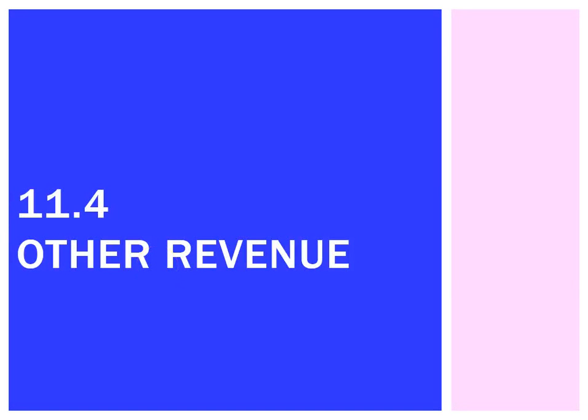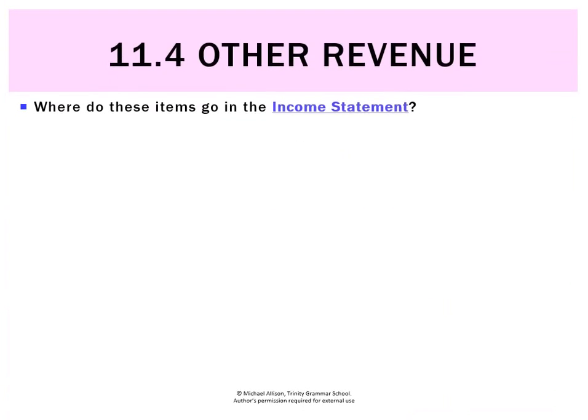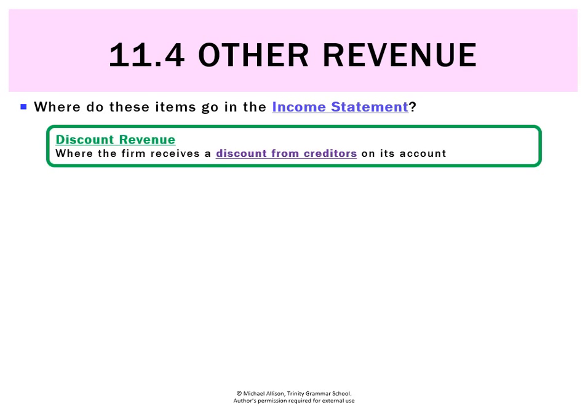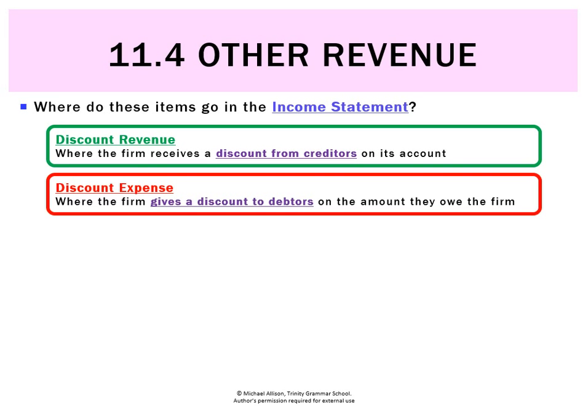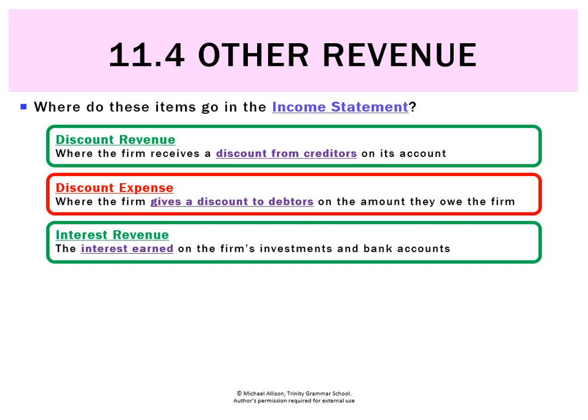The last topic in chapter 11 is other revenue. So to think about other revenue, we're just going to look at some odds and ends items that we haven't really talked about and where they go in the income statement. Let's start with discount revenue. We learned that's when we get a discount from our suppliers or creditors. What about discount expense? Where would that go when we give a discount to our debtors?